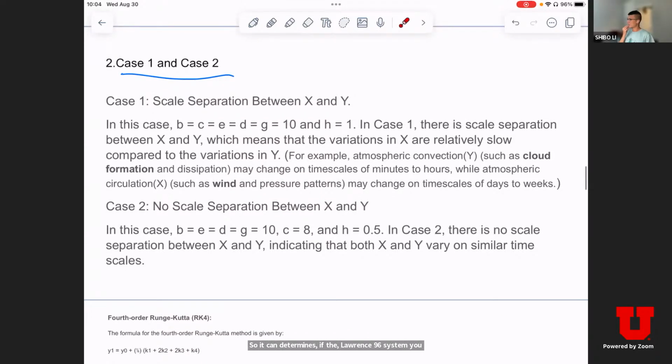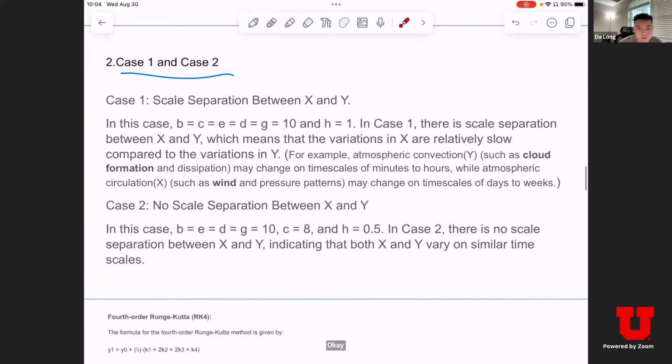I have a question here. X and Y are different variables. They are not the same variable measured at different fidelities, right? You mean the X and Y? Yes, it seems like X and Y are different variables. Yes. Okay.